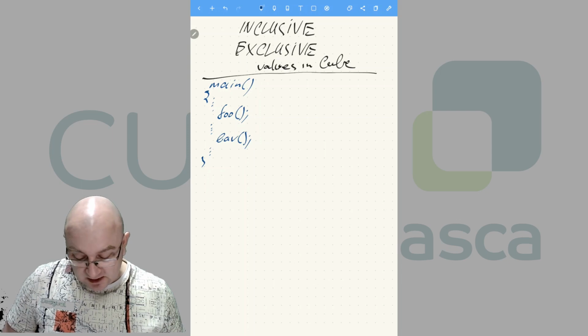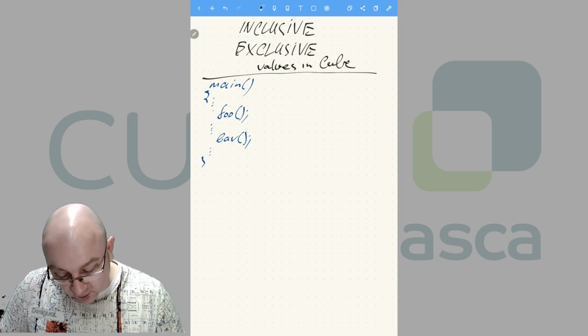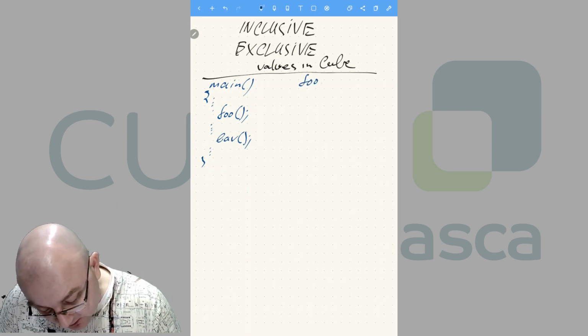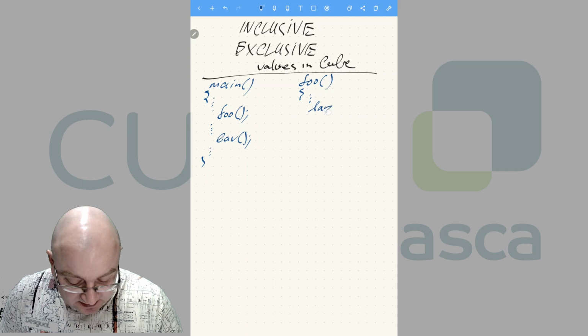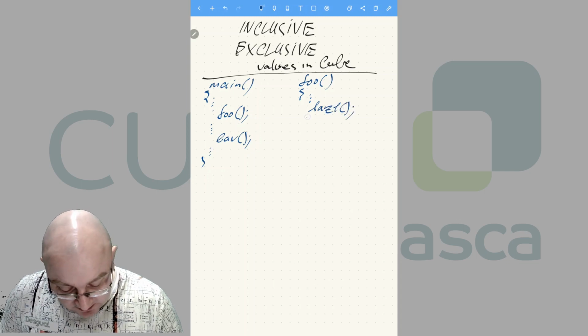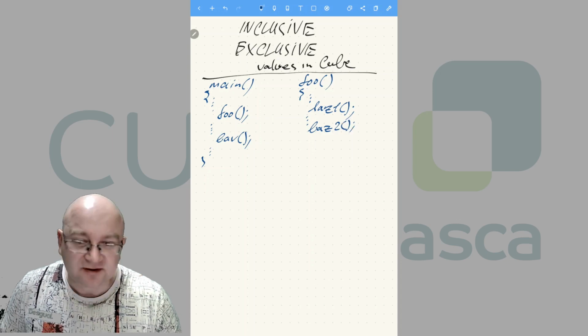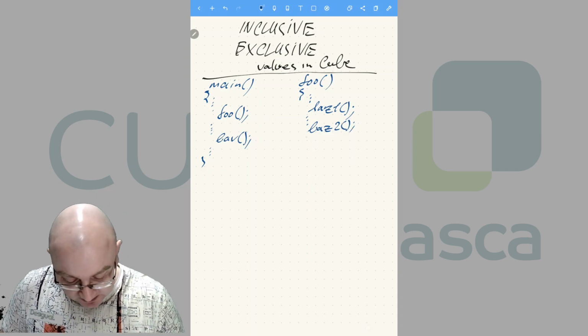Okay, let's take a look at foo. So foo, for example, also has a not instrumented part, and it calls buts1 and buts2, for example, just to make it a little bit non-trivial, like this.